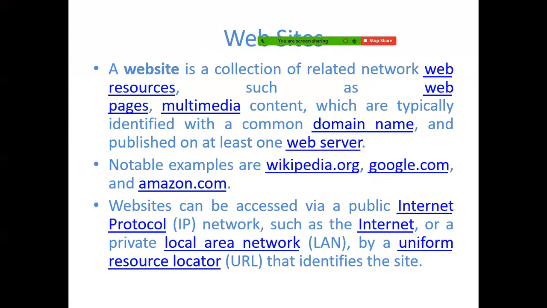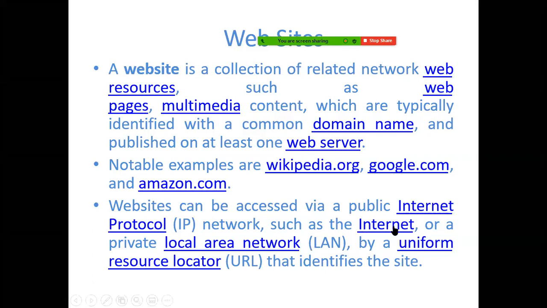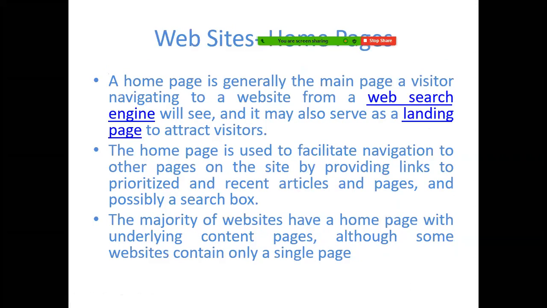Now, websites can be accessed via a public protocol, that is the Internet Protocol. HTTP, the Hypertext Transfer Protocol, is one of the extensions of the Internet Protocol. So you can use the Internet or a local area network, both. How do you identify a particular website? By using the uniform resource locator. What is the uniform resource locator? It is the web address of a particular website. www.gccbgm.org is one of the examples.